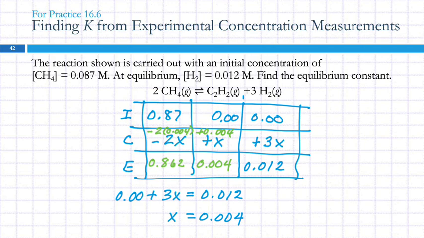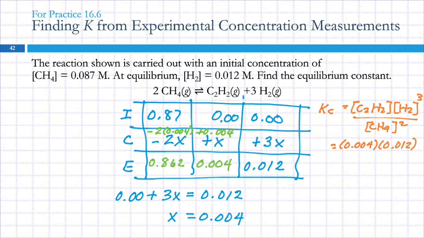So now we can do our equilibrium constant expression. So Kc equals C2H2 times H2 cubed divided by CH4 squared. So we've got 0.004 times 0.012 cubed divided by 0.862 squared.